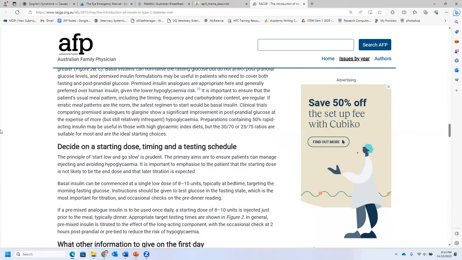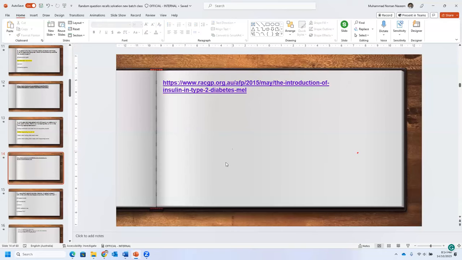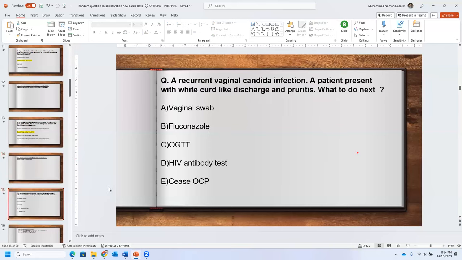All right, guys, give this article a read. It's very, very informative, especially for interns who are just starting their house jobs or are just doing their intern years, about how the insulin regime works. Is it clear, guys? So number one, don't rely on just the recalls, all right? Try to figure out the topic they're thinking about.